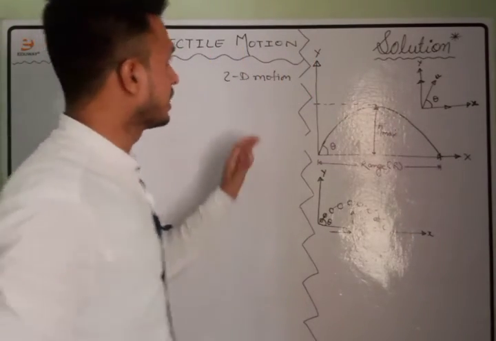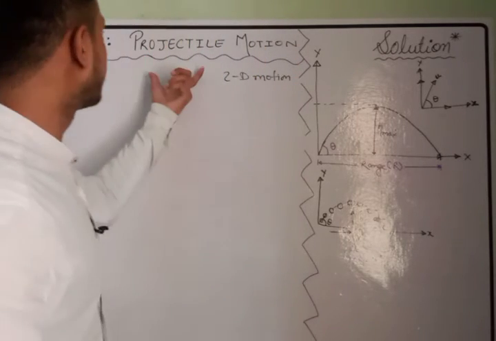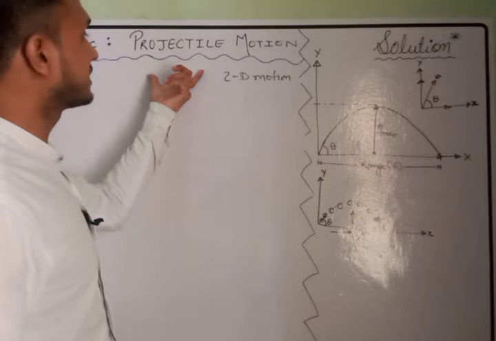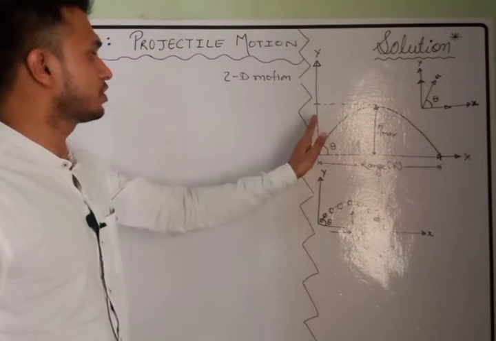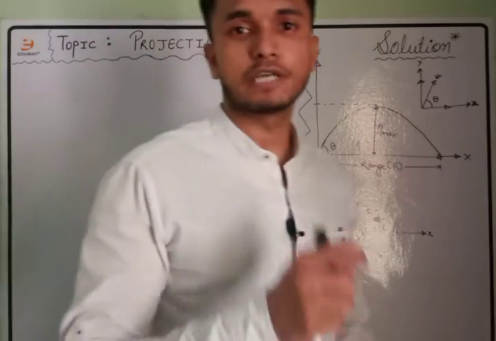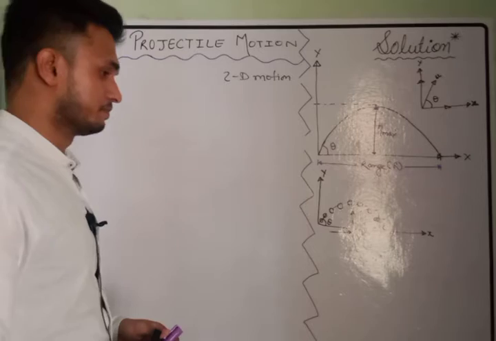So this is how projectile motion is introduced: an object which is thrown only under the influence of gravity, making some angle with the horizontal or vertical, is known as a projectile, and the motion it covers is known as projectile motion.